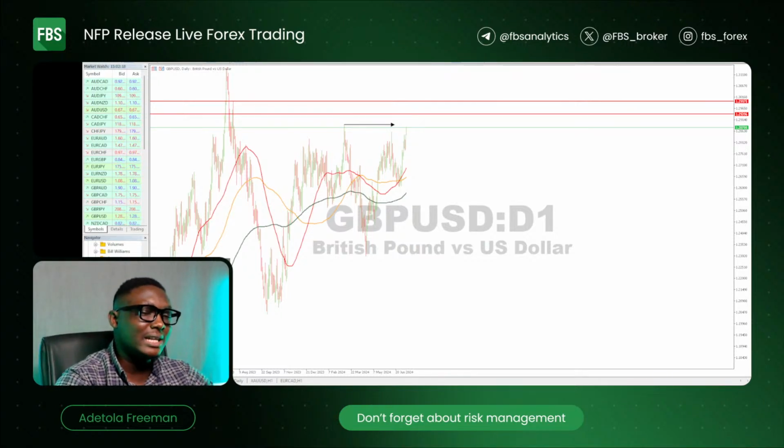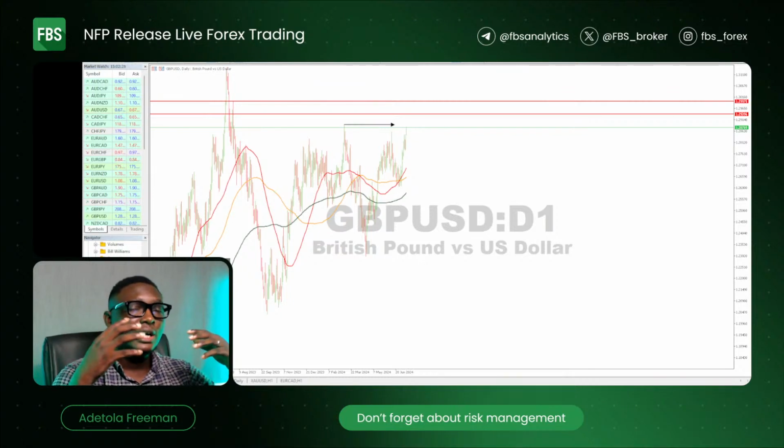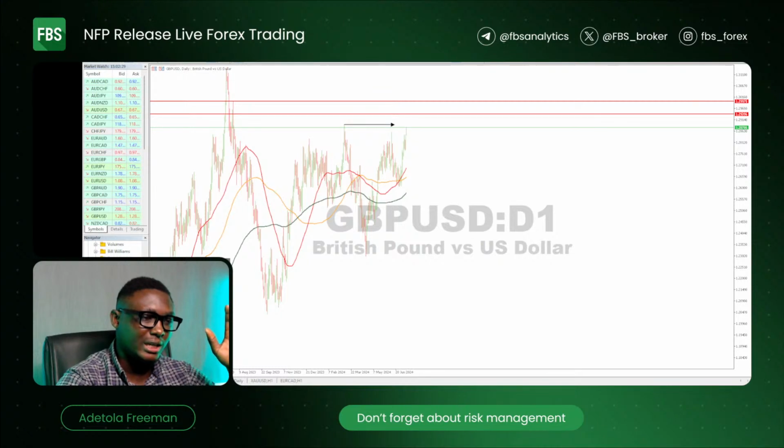Having said that, we're going to head into the chart right now, and I'm going to begin to explain the rationale behind trading straddle. I'm going to try my best to explain as simply as possible.